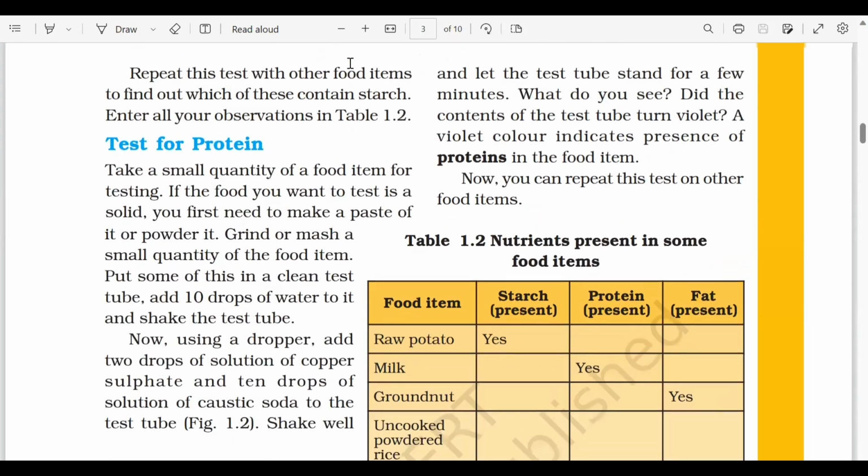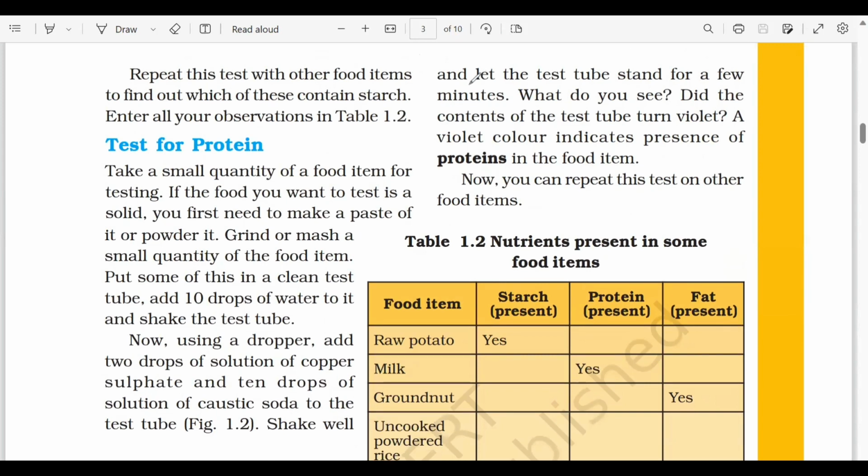Similarly, just as we used potatoes here, we can use many different food items. We can use bread for detecting the presence of starch. We can use some rice powder. Apart from that, we can use other food items in order to detect the presence of starch. Now let's proceed. How do we detect if a food item contains protein?